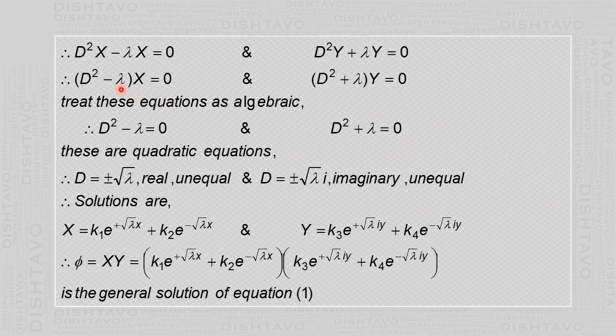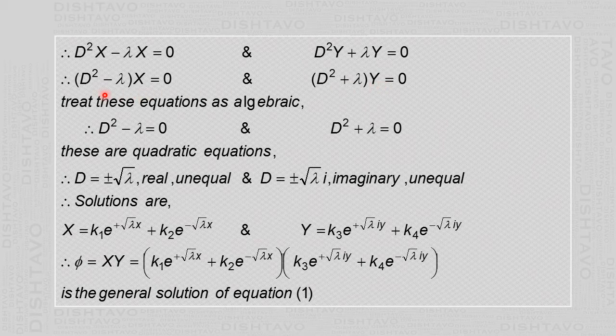Now the next step in the D operator method, this is called the method of D operator, is that you have to treat this as an algebraic equation and not the differential equation. So that is a method to solve the second order ordinary differential equation. When you treat it as an algebraic equation, it is not an operator now. So D² − λ is one term and X is another term, and this is the product of two terms. Similarly, in the other equation, D² + λ is one term and Y is another term, and that is the product of two terms.